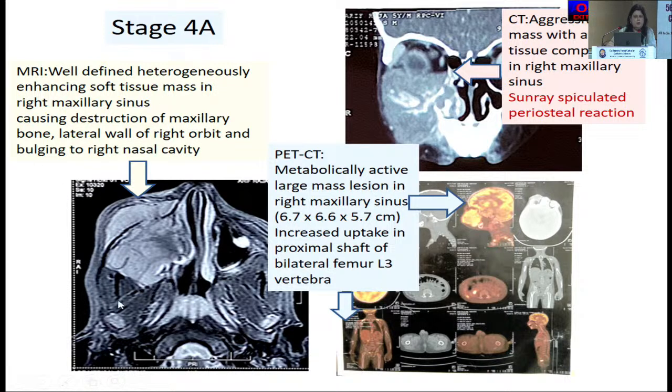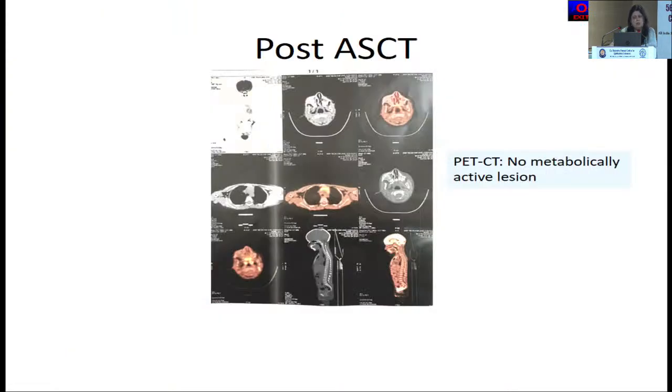This is the MRI. You can see such a large, huge mass in the right maxillary sinus, causing destruction of the maxillary bone, and not just the maxilla. If you look at the whole body PET CT, there was also an increased uptake in the proximal shaft of the femur and the L3 vertebra. So clearly a case of bone marrow metastasis. Treated with autologous stem cell transplantation, post 1 year, PET CT showed no metabolically active lesion.